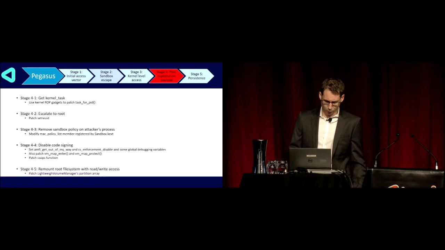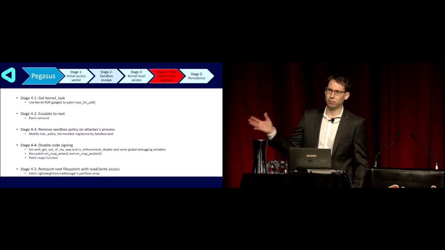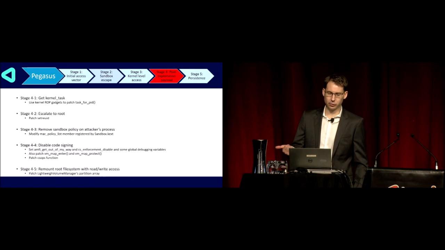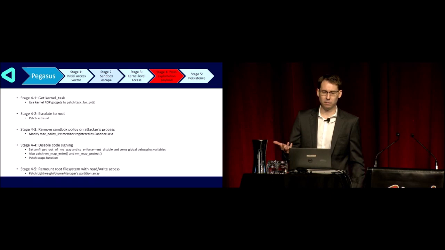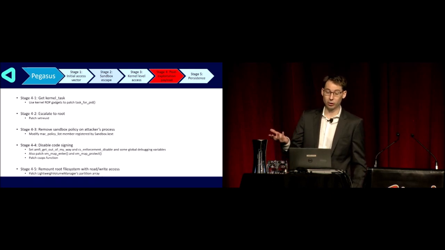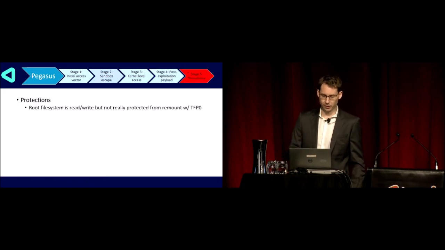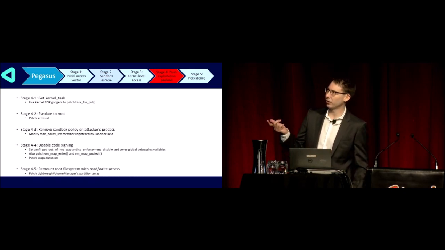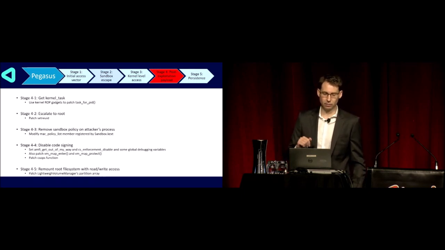For their fourth stage, obviously they did a lot of implanting malware and stuff like that, but we're really only interested in weakening the kernel because that's what's relevant to our talk. The first thing they do is, instead of relying on their ROP chain any further, they get kernel task. The way they do that is they temporarily patch the code for the task for PID function, so that they could get kernel task back into their process. They escalate their own process to root by doing another kernel code patch on the setreuid system call.